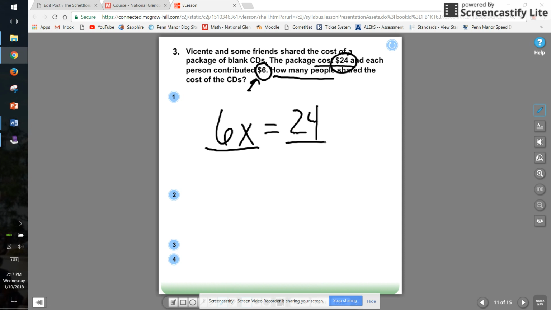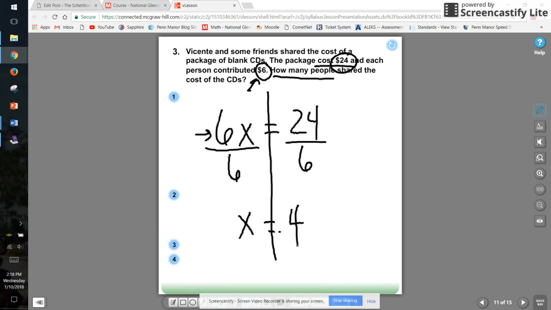Right, we're dividing by 6 because 6 is on the variable side of the equation, and we want to isolate the variable, get it all by itself. 6 divided by 6 leaves me with 1x. There's my 1x. That equals 24 divided by 6, which is 4. Let me put my math brain on very quickly. If 4 people put together $6, do I have $24 for the cost of the CDs? I sure do.